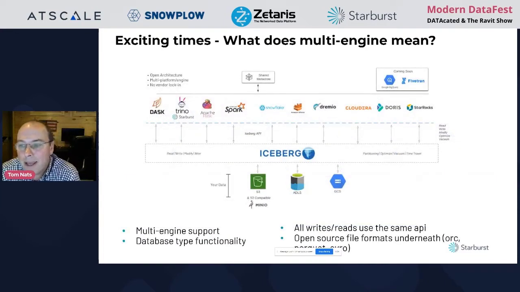So this is a diagram that I came up with. As you can see, there's a lot of big names on here. Some of these are proprietary vendor solutions. Some of these are open source. In my case, at Starburst we have this enterprise engine on top of open source Trino. So this is what excites me.